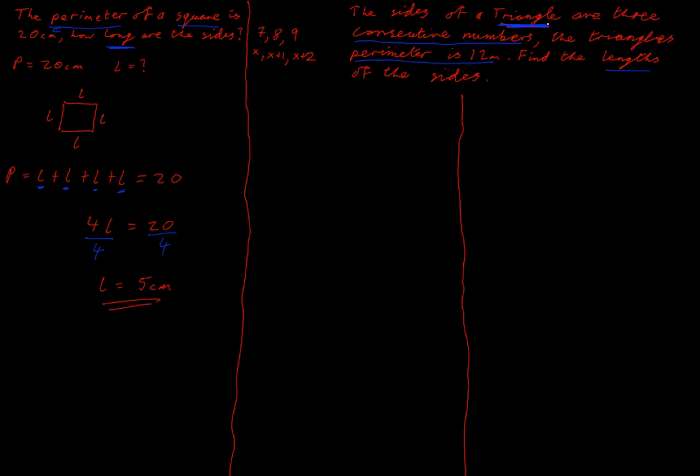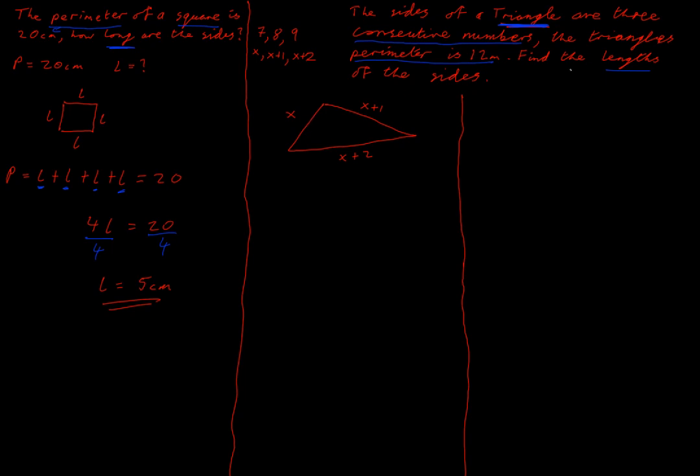Now, what we're going to look at is the fact we've got a triangle. If I'm given a shape, I'm going to draw it. So I have a triangle. I have no idea what type of triangle this is, so I'm just going to draw a triangle. I know what a triangle looks like. And if I have a side length x, then the next consecutive number would be x plus 1. And the next consecutive number would be x plus 2. And x plus 2 obviously must be the longest side, and x must be the shortest side.